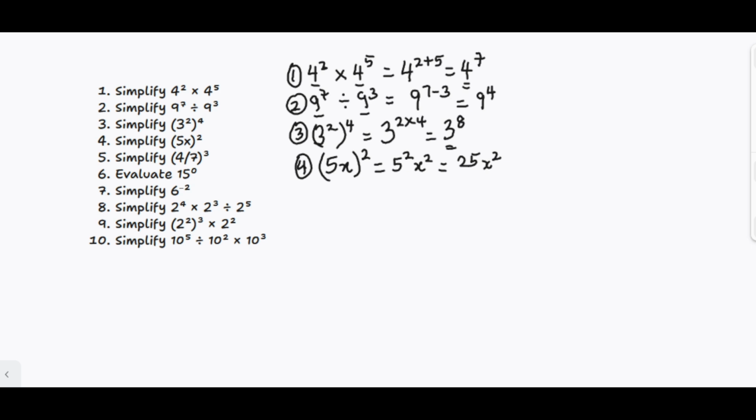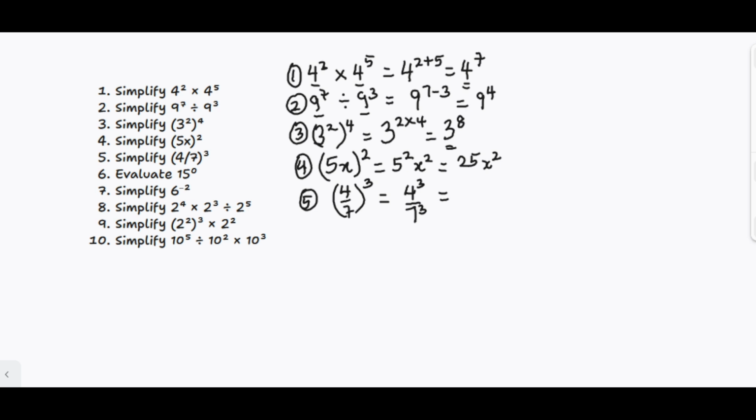Then number 5, we are asked to simplify 4 over 7, raised to the power 3. What we'll simply do is to raise the numerator to the given power and raise the denominator as well to the given power. So what do we have? We have 4 raised to the power 3 and 7 raised to the power 3.